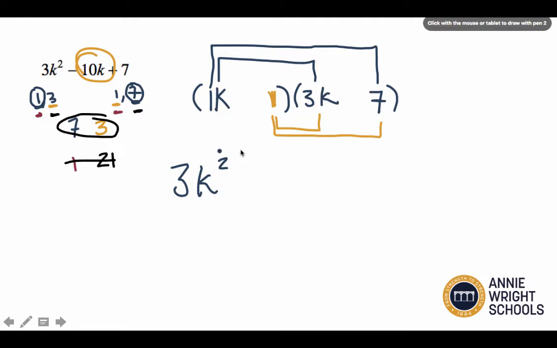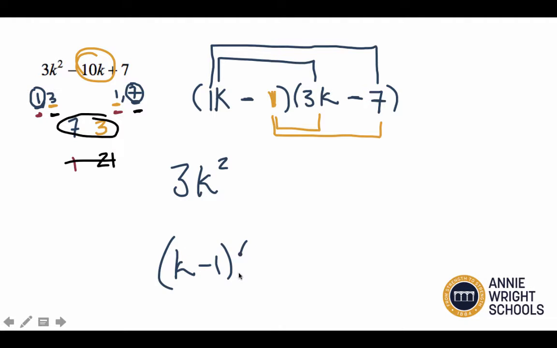Now because this first number is negative and the constant is positive, the signs are plus plus or minus minus, and in this case it's minus minus. So your final answer is k minus 1 times 3k minus 7. Good? Alright, that's one way to do it. That's the way I typically do it because I practice this a lot.